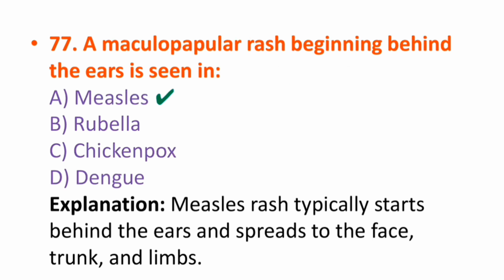A maculopapular rash beginning behind the ear is seen in: option A, measles; option B, rubella; option C, chickenpox; option D, dengue. The correct answer is option A, measles. Measles rash typically starts behind the ears and spreads to face, trunk, and limbs.